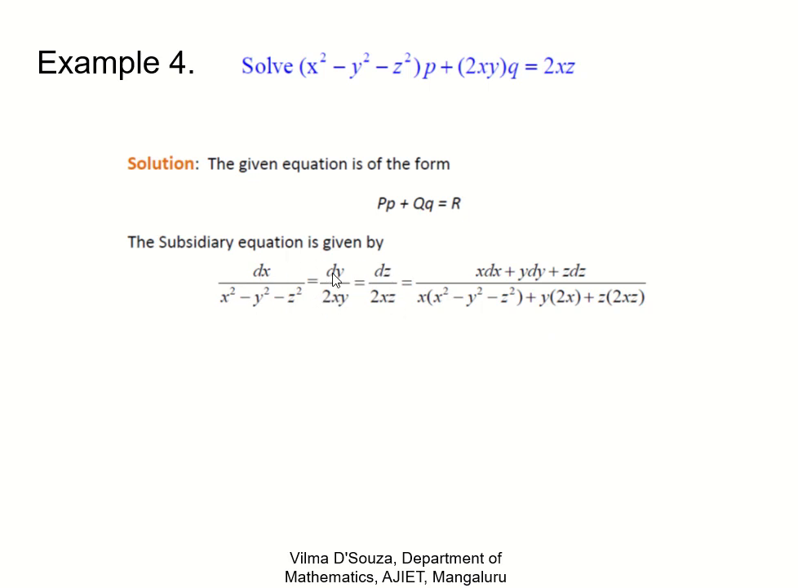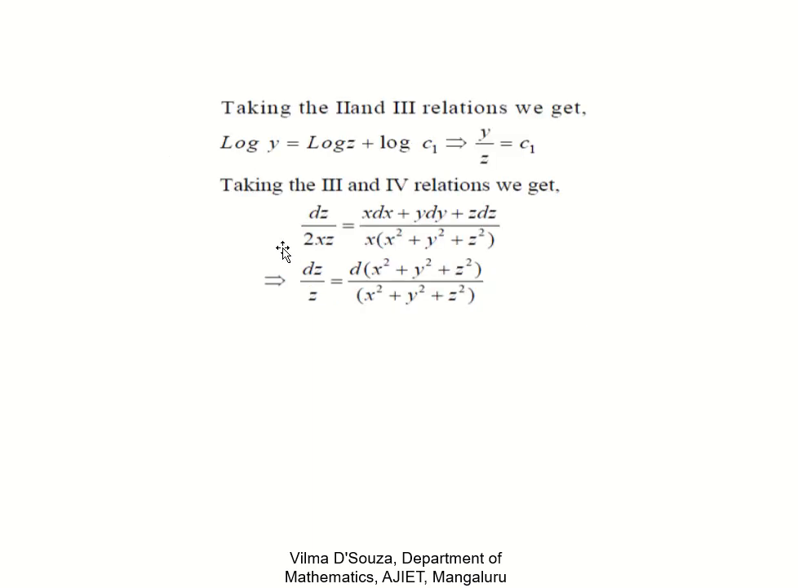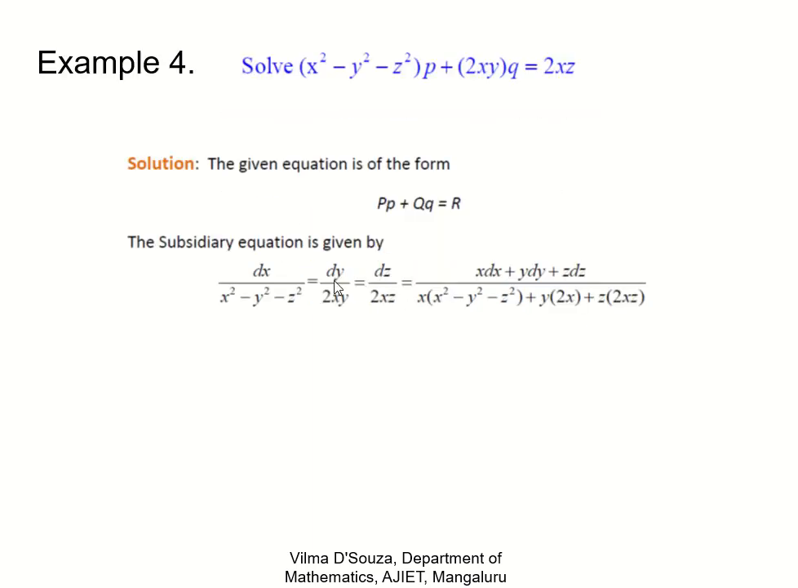You can observe here these two look very simple. dy/2xy = dz/2xz. So if you consider these two, the second and third relation, you can cancel 2x. If you cancel 2x, dy/y = dz/z.